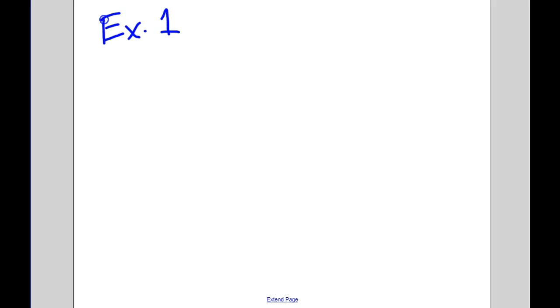Okay, so example 1, I can't get my slides to come up, so we're just going to have a blank screen. Example 1 says, analyze the function y equals 10 over x. It says use a table of values and graph it. Identify characteristics of the graph, including behavior of the function or non-permissible values.